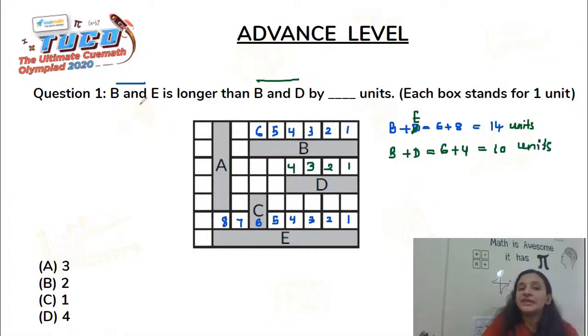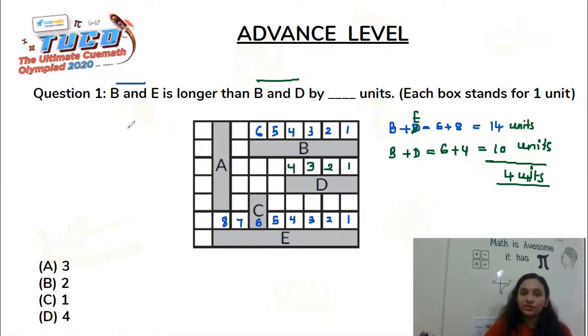So they have already said that B and E put together is longer than B and D. But what we need to find is how much longer it is than B and D put together. So all we need to do is subtraction here. 4 minus 0 gives us 4. 1 minus 1 gives us 0. We need not write that. So 4 units. It is 4 units longer than B and D.